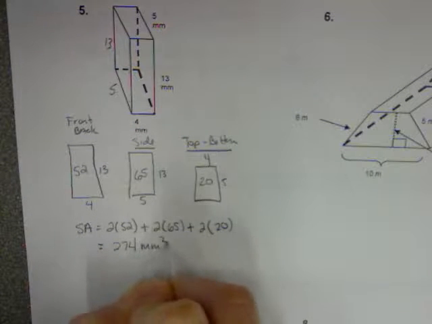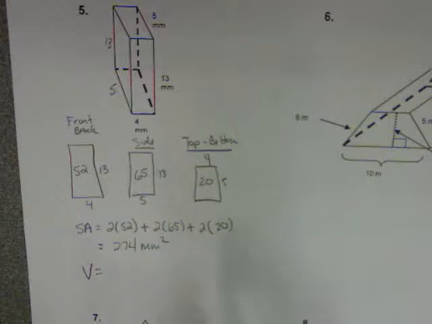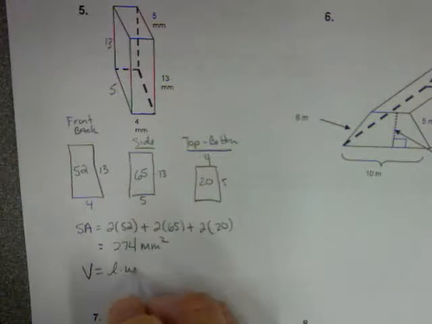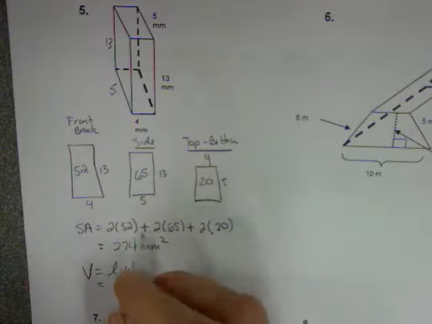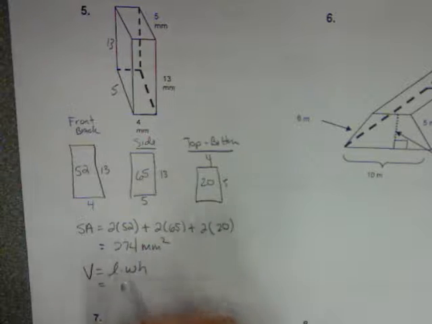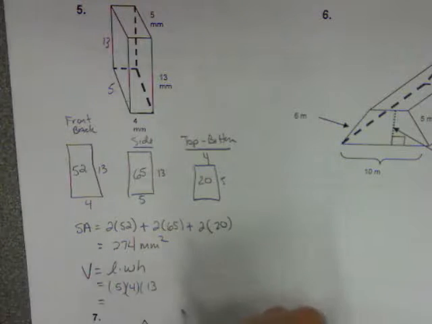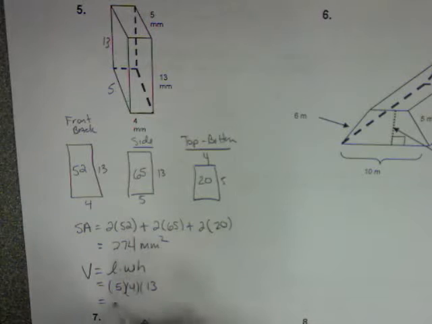millimeters squared. And the volume of this figure is going to be length times width times height, which is the area of the base times the height, but we can say length times width for the area of the base. So this will be 5 times 4 times 13, which will give us 260 millimeters cubed.